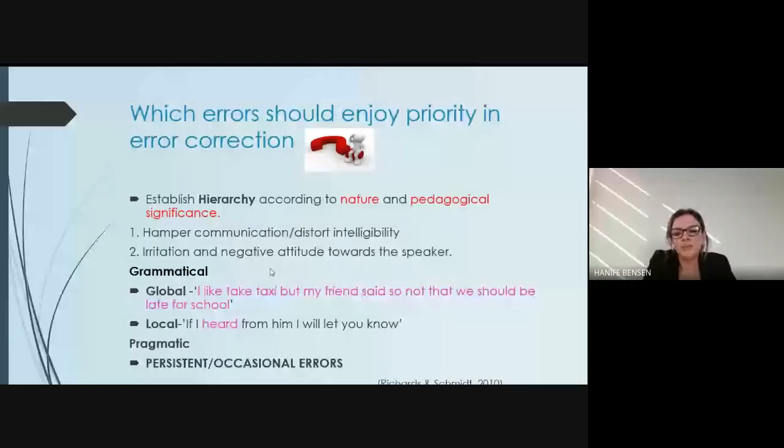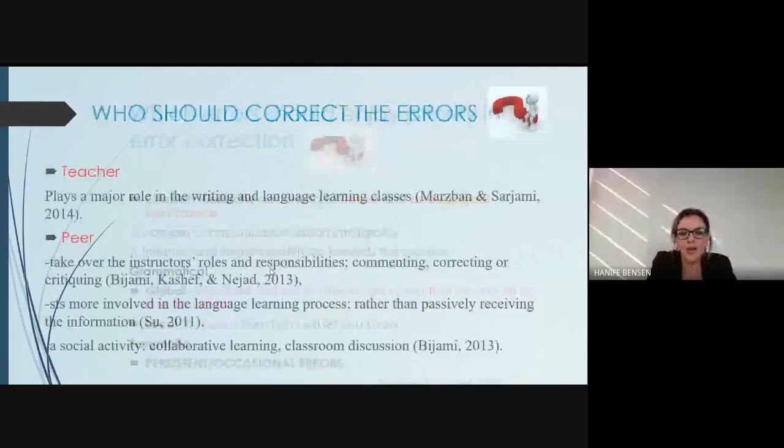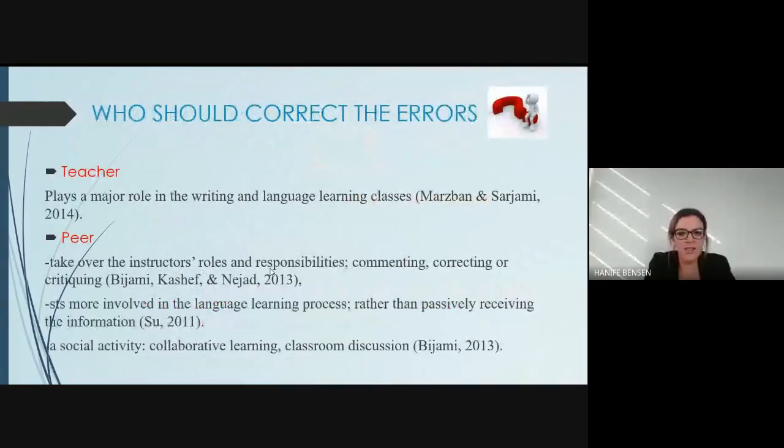Now, another contradiction, another argument between who should correct the errors arises in our next slide. So who should correct the errors? We have actually four agents that can correct students' errors. The first is teacher, the second is peer, the third is collaborative, and the fourth is the students themselves.